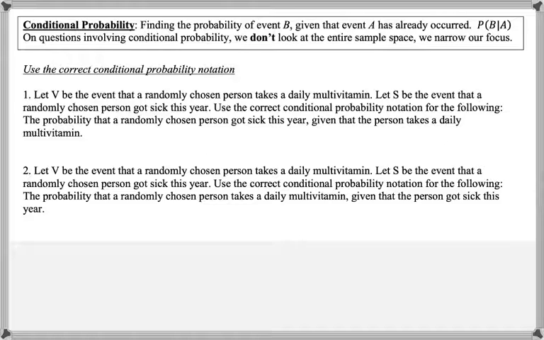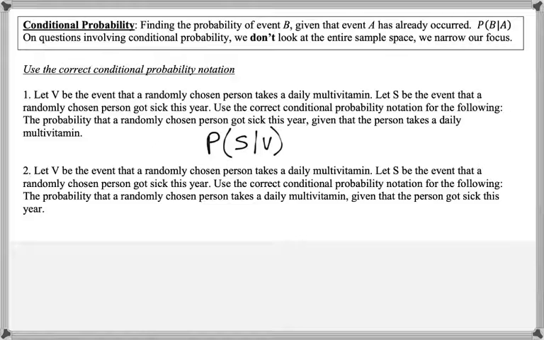These first questions want us to use the correct conditional probability notation. Let V be the event that a randomly chosen person takes a daily multivitamin. Let S be the event that a randomly chosen person got sick this year. Use the correct conditional probability notation for the following. The probability that a randomly chosen person got sick this year, given that the person takes a daily multivitamin.